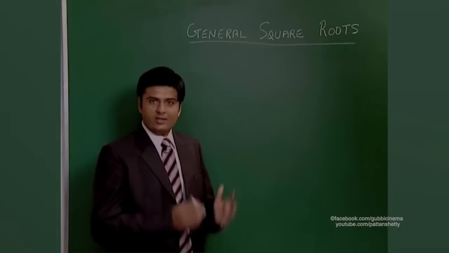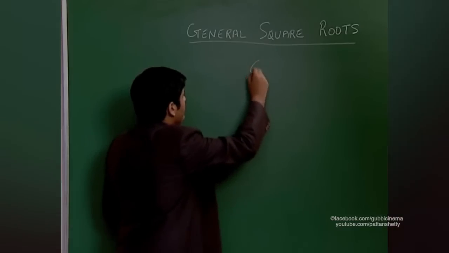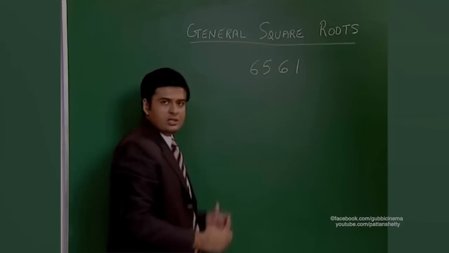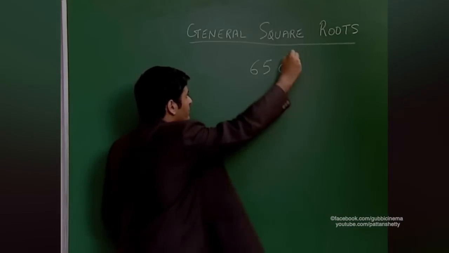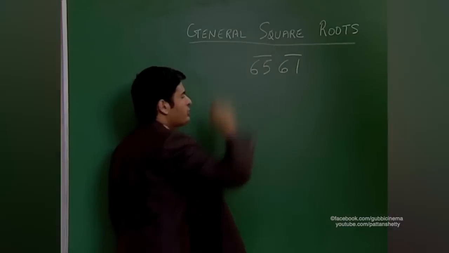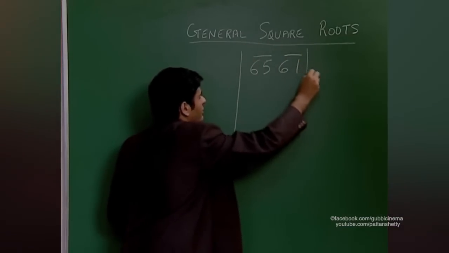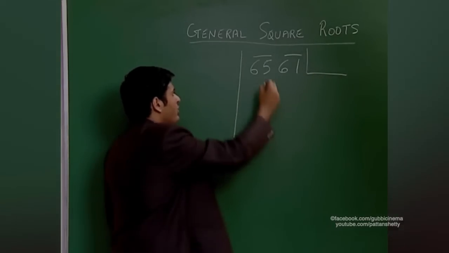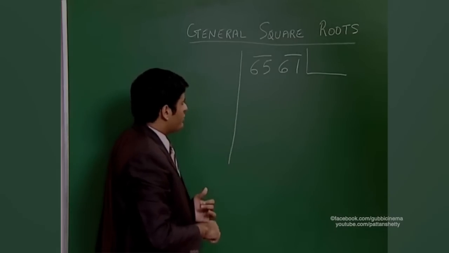So let us take another example of this type. I want to find the square root of 6561. This is a 4-digit number. I begin from the right, take in groups of 2. This forms a group, this forms a group. And then I begin the process of division. Ask yourself, what is the square immediately smaller to 65? Let's go ahead. 5 times 5 is 25.